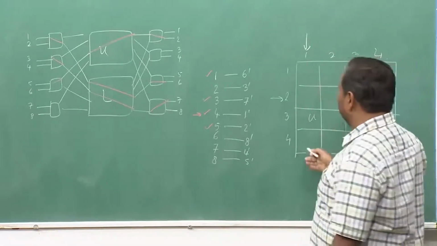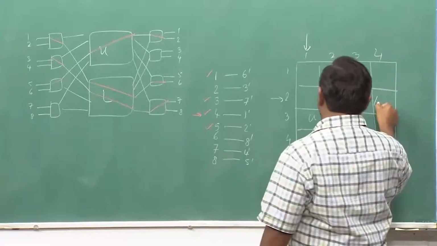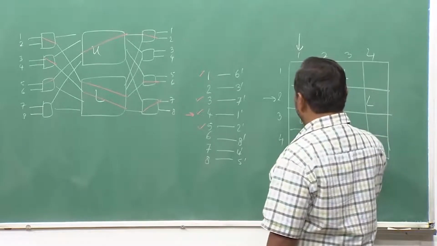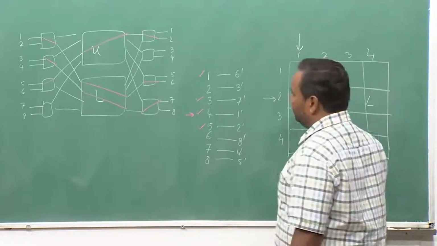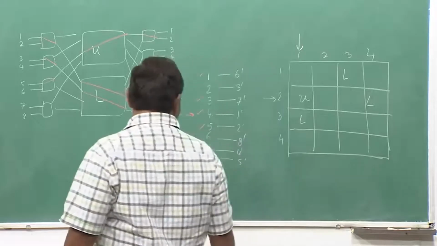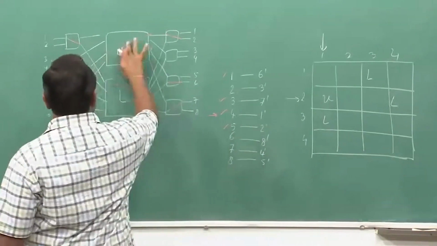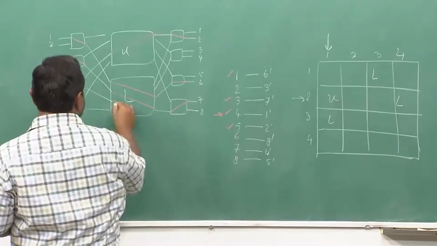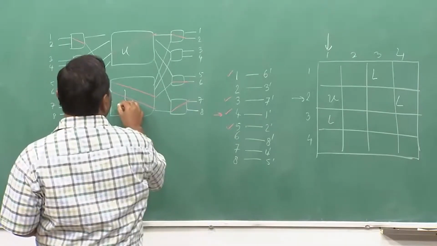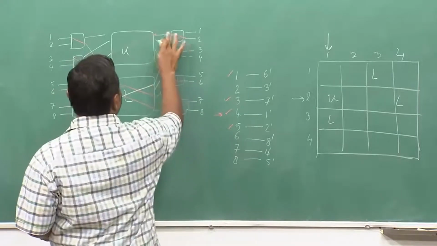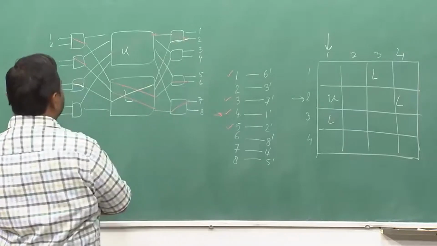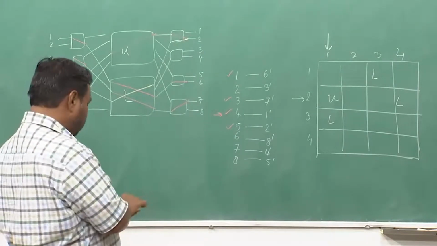So you have to again do the chain search. The chain will end here, the chain will end here. So I have to just take one of them. I can make it L and make it U. So for 5 to 3, instead of taking from the top, I will take it from the bottom. And then I can set up 4 to 1.